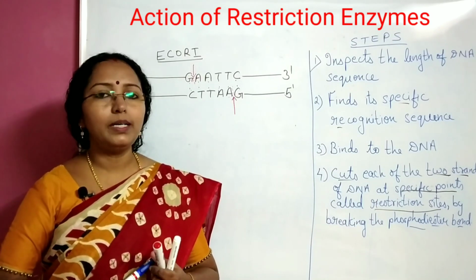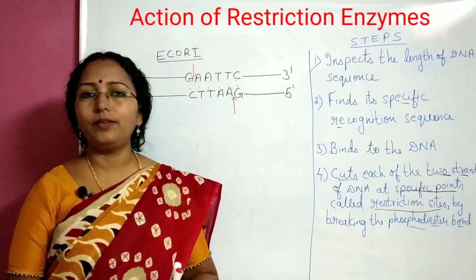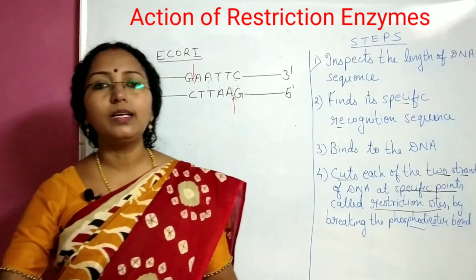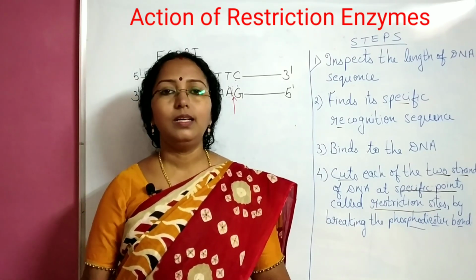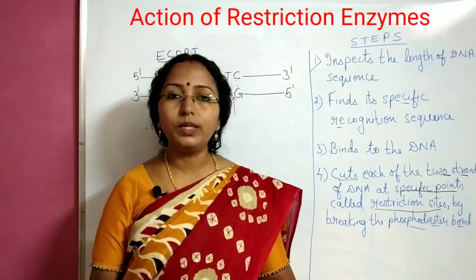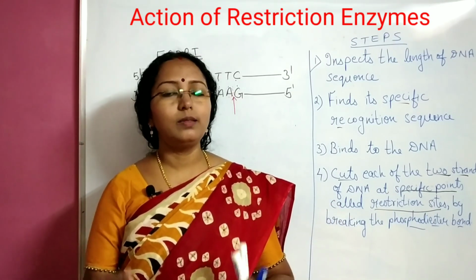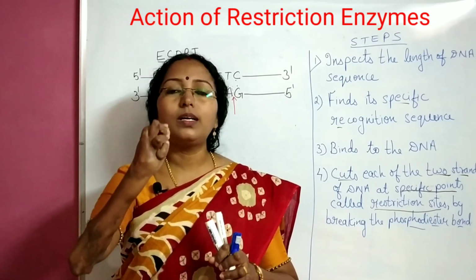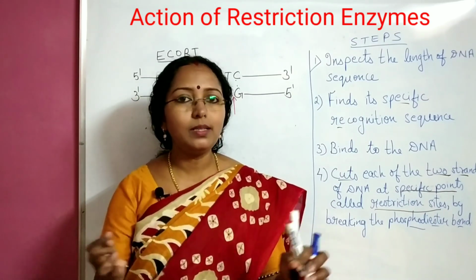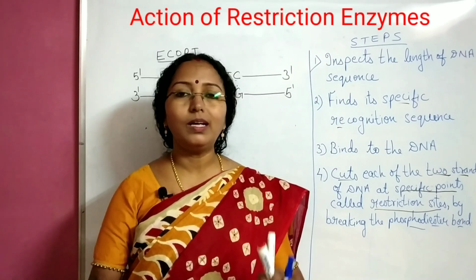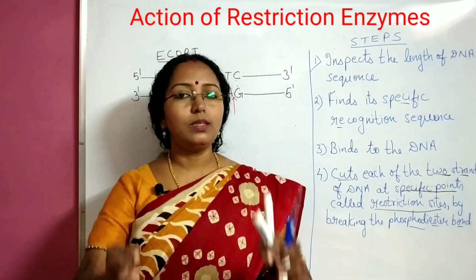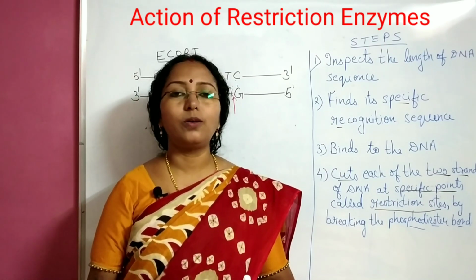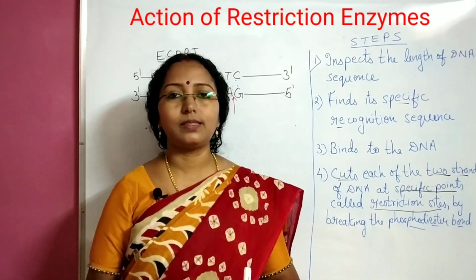Will it cut randomly? Never. First, it inspects the whole length of DNA. Next, it finds its recognition sequence. Then it binds to the DNA. And finally, it will break the phosphodiester bond at specific sites within the recognition sequence. Those specific sites are called restriction sites.